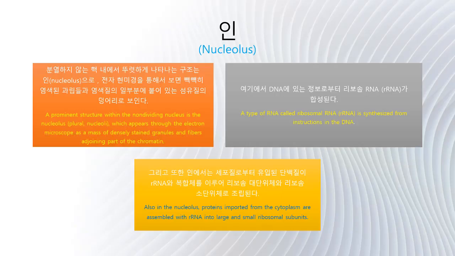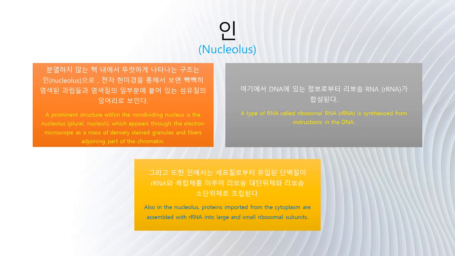A prominent structure within the non-dividing nucleus is the nucleolus, which appears through the electron microscope as a mass of densely staining granules and fibers adjoining part of the chromatin. Here, a type of RNA called ribosomal RNA, or rRNA, is synthesized from instructions in the DNA. Also, in the nucleolus, proteins imported from the cytoplasm are assembled with rRNA into large and small ribosomal subunits. These subunits then exit the nucleolus through the nuclear pores to the cytoplasm, where a large and small subunit can assemble into a ribosome.